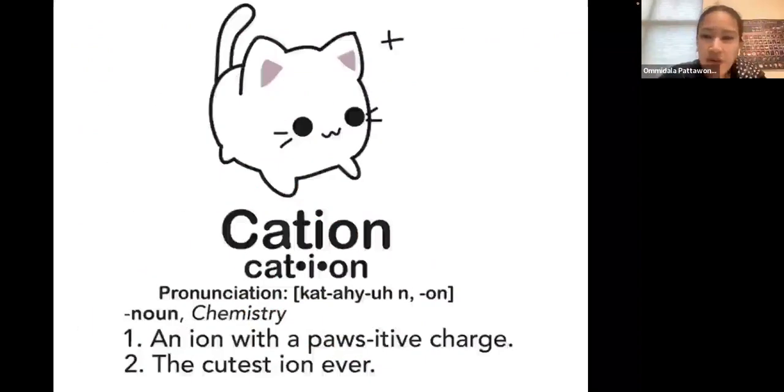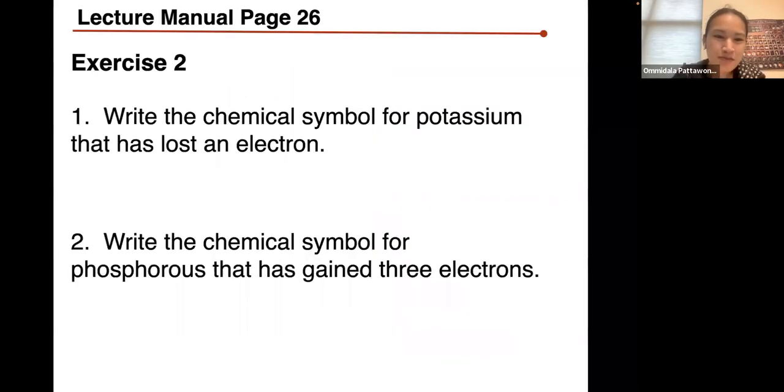So there's a joke here for you to remember, right? A cation is an ion with positive charge. So that's how you can memorize this.